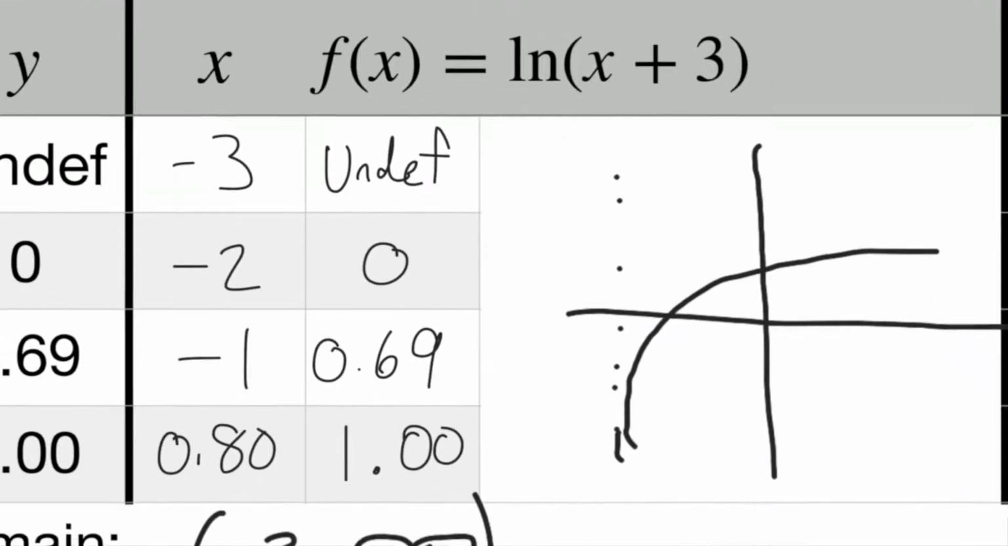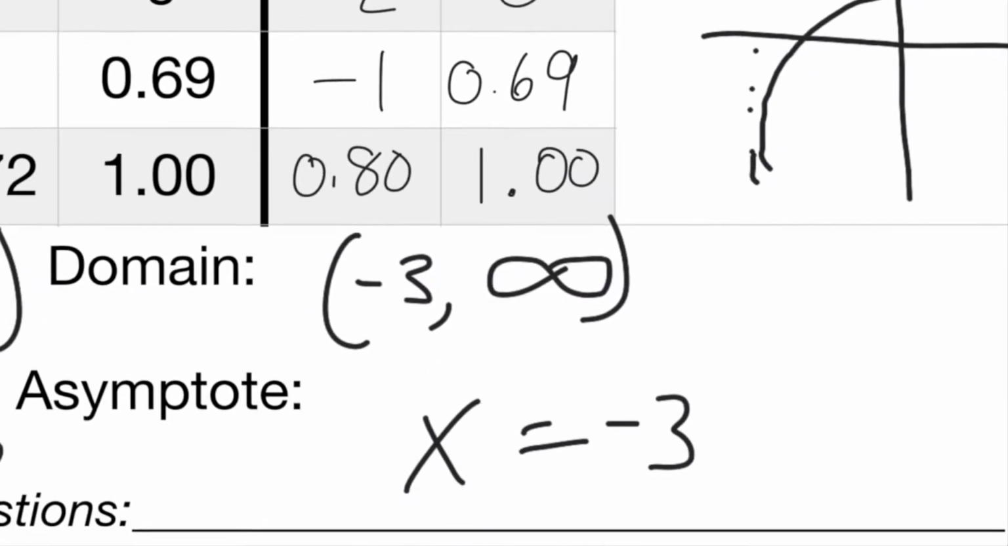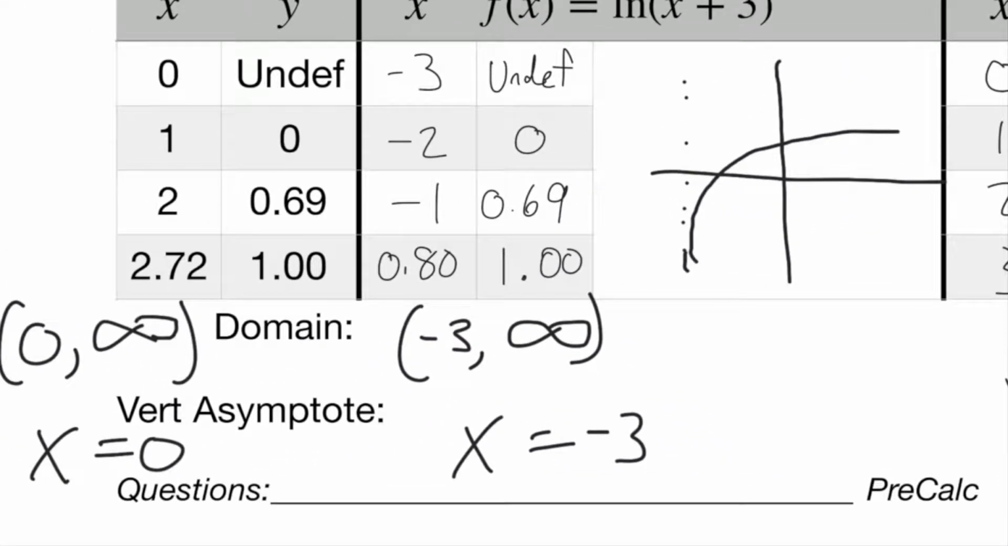You can plug those in, but it's going to be a shift. And the shift means that since there's a horizontal shift of -3, it's going to have a domain that's further over. The domain goes to -3, and there's a vertical asymptote at x equals -3. All because of this x plus 3 right here.